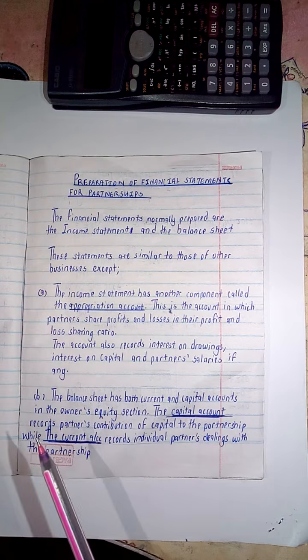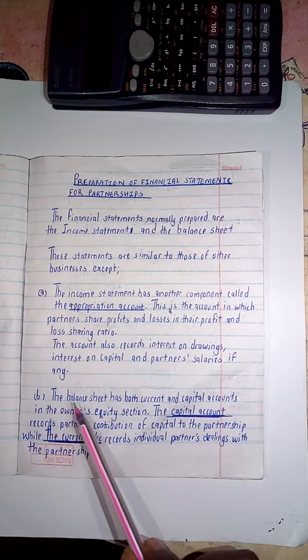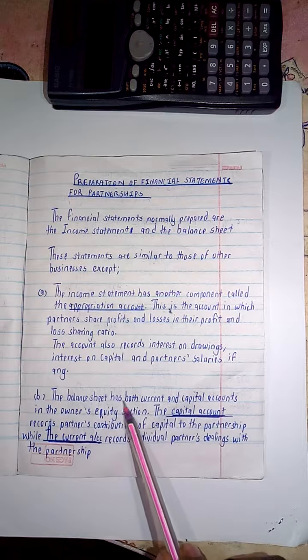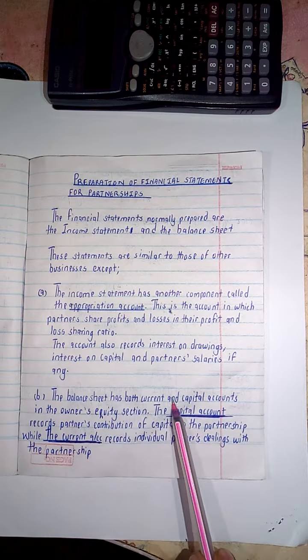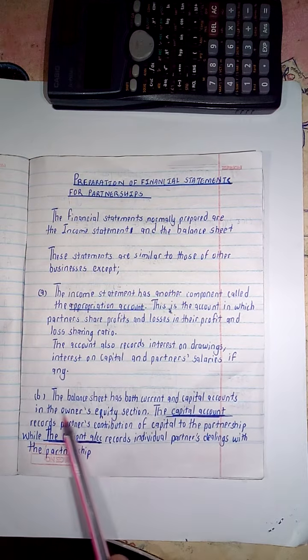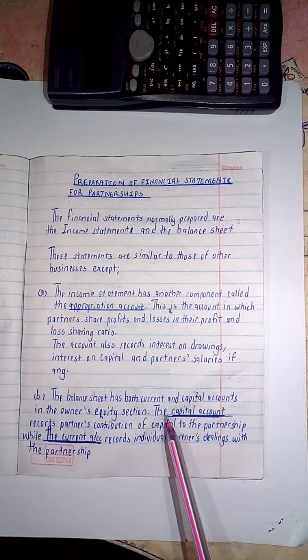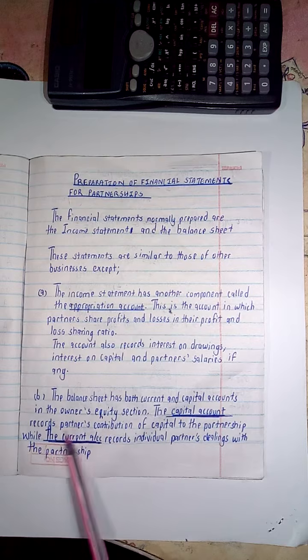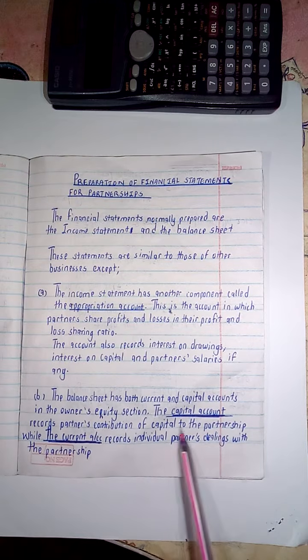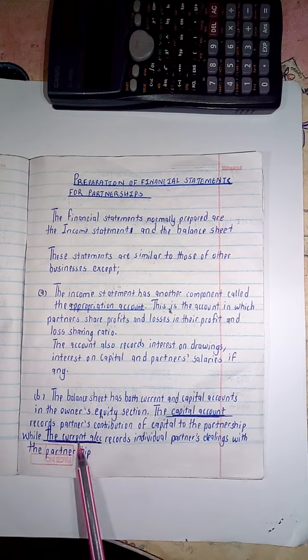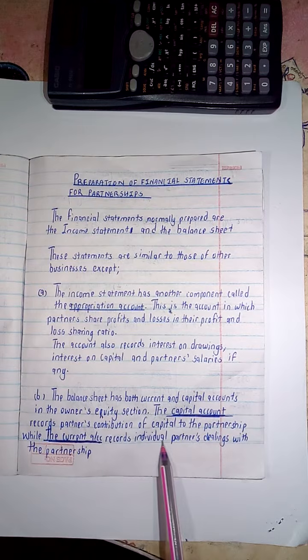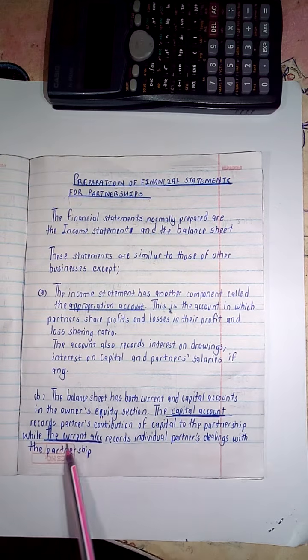So, moving on to the balance sheet, it has both the current and capital accounts in the owner's equity section, as we are going to be seeing. The capital account records partners' contribution of capital to the partnership, while the current account records individual partners' dealings with the partnership.